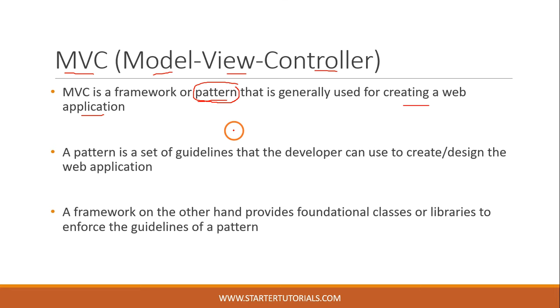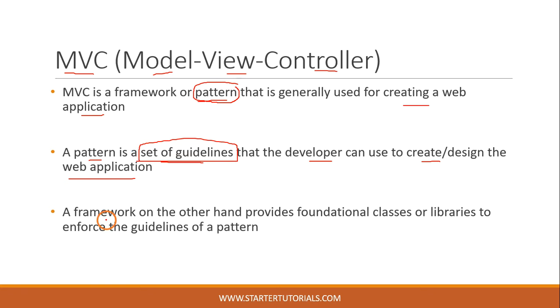All these common things that repeat across different projects are called a pattern. Whenever the same situation occurs in different projects, you will apply the same solution, and those solutions are called patterns. So a pattern is a set of guidelines that the developer or programmer can use to create or design the web application. Not only a web application, it can be a GUI application or any other kind of application. A pattern is a set of guidelines that you have to follow.